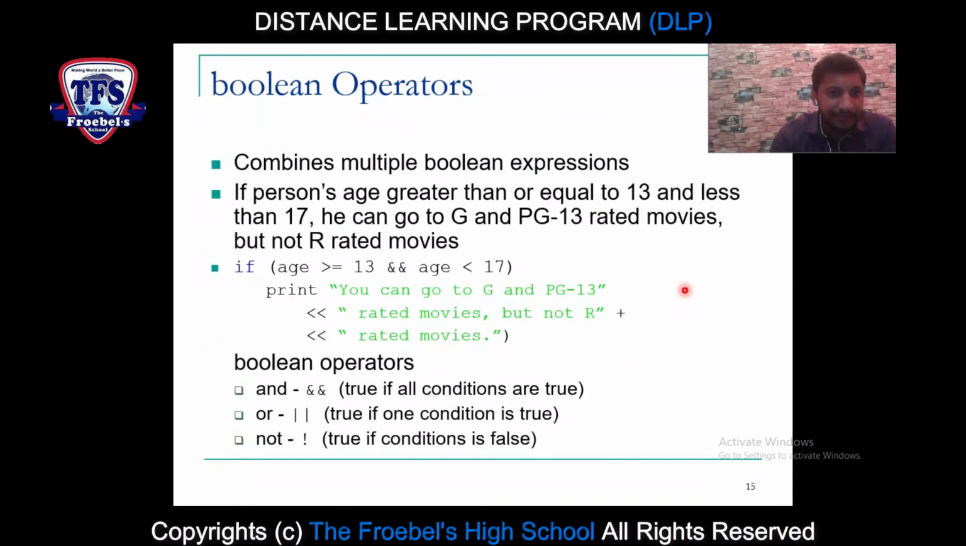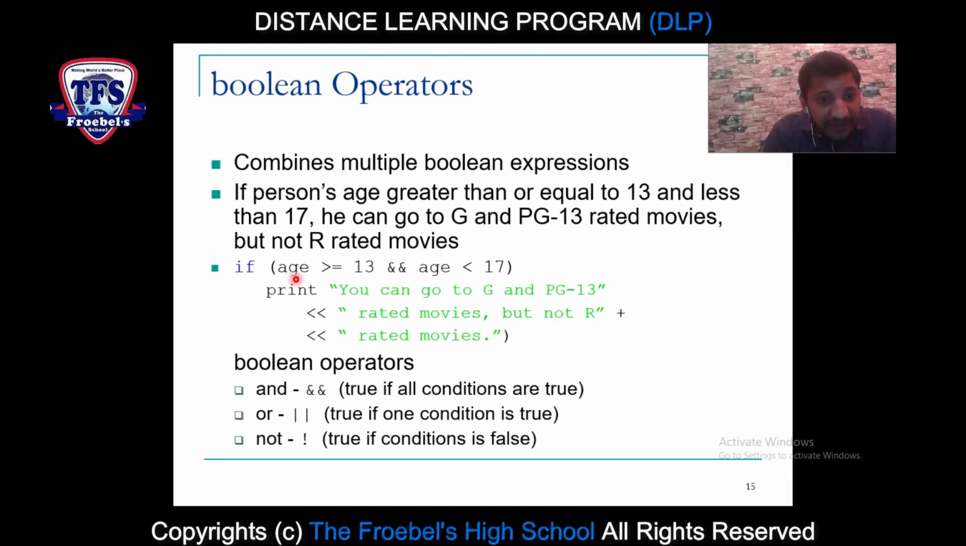Okay. Now we have another type, that is called the Boolean operators. In Boolean expressions, we combine multiple Boolean expressions. For example, if a person's age is greater than or equal to 13 and less than 17, he can go to G and PG-13 rated movies, but not R rated movies. So how can you write the algorithm of this particular problem?